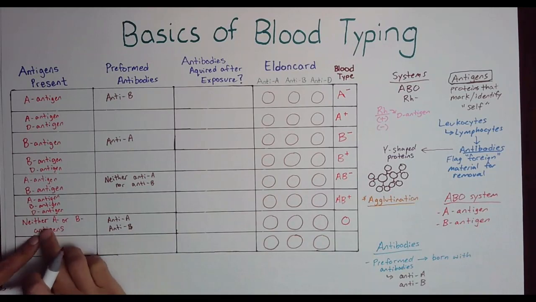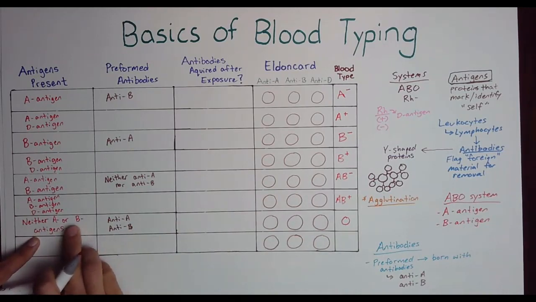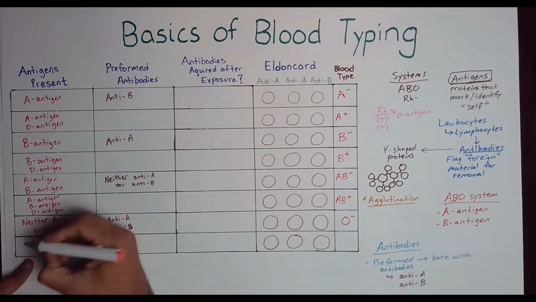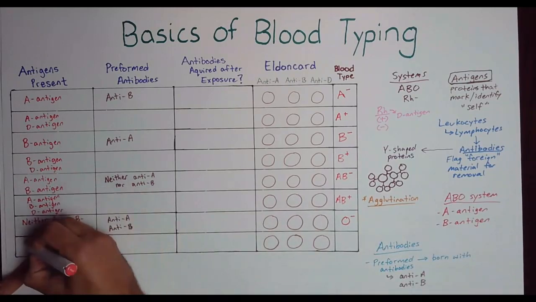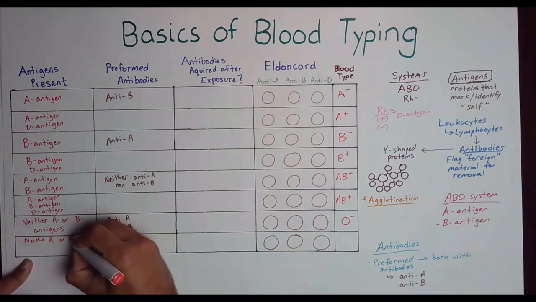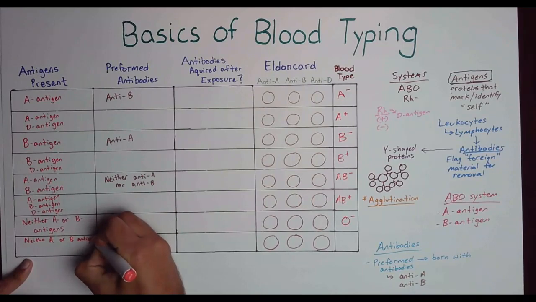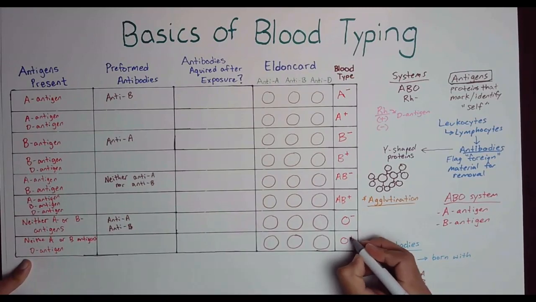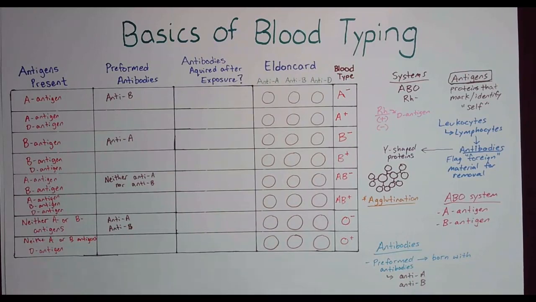This patient here has neither A or B, and it also doesn't have D. So this is an O minus. And then this last patient would be neither A or B. However, this patient would have a D antigen. Therefore, they are an O plus. We write it all out. We start from scratch, we write it all out, and that allows us to understand this in a little bit better detail. Over here, preformed antibodies.